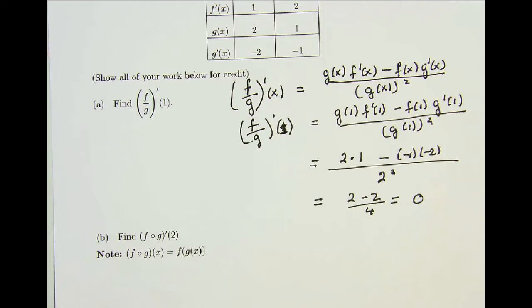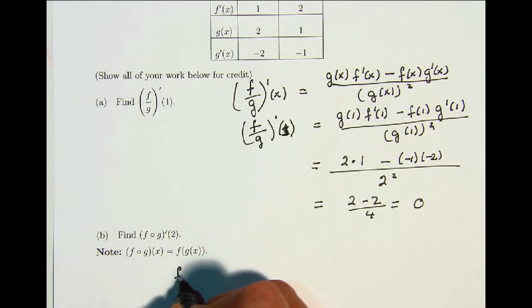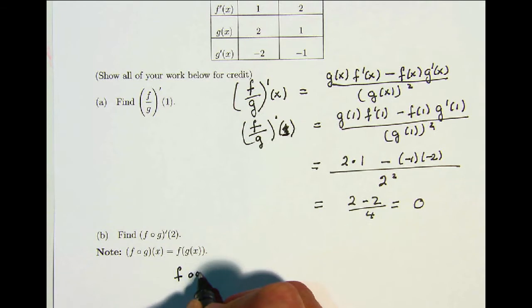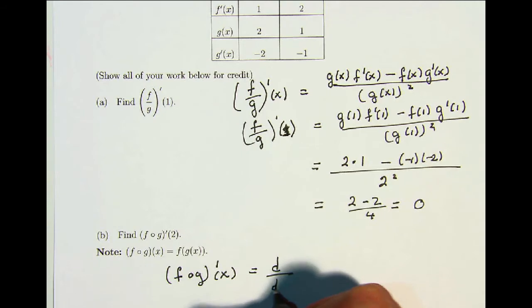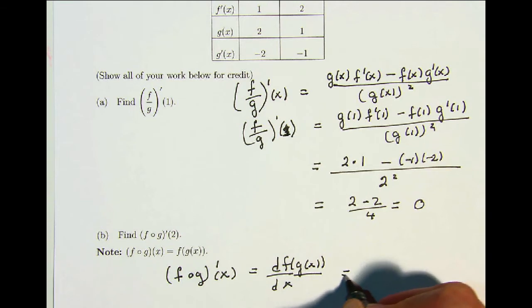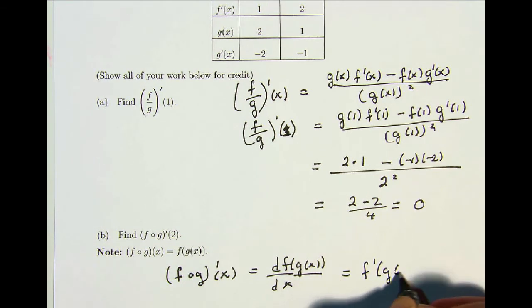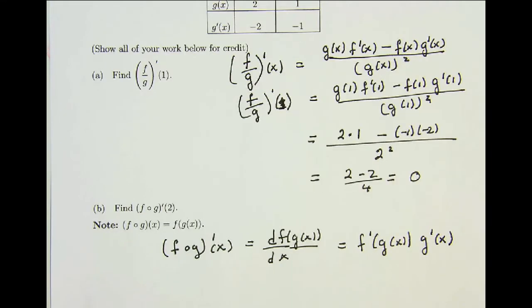Now the second part asks us to calculate f after g prime of 2, and for this we must remember the chain rule. So f after g is f of g of x, and we know that f after g prime of x, which is the derivative with respect to x of f of g of x, is equal to f prime applied to g of x, what's inside the brackets, times the derivative of what's inside the brackets, which is g prime of x.